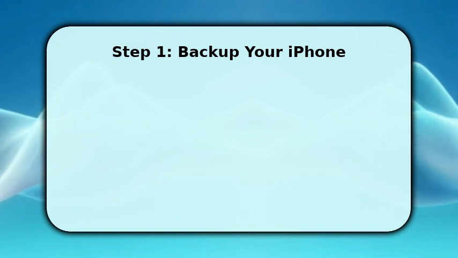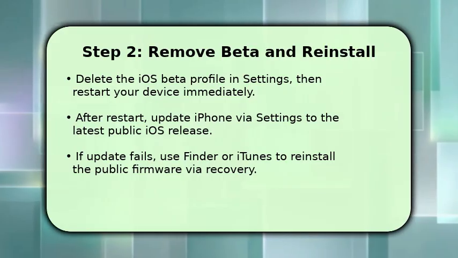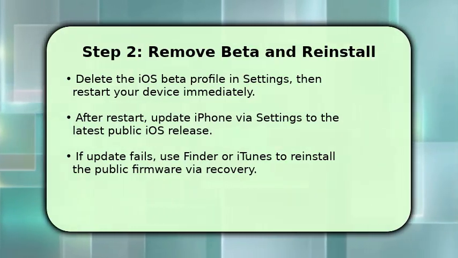Open Settings, tap General, then Profiles and Device Management to find the beta profile. Delete the beta profile and confirm removal, then restart your iPhone immediately to clear beta settings.